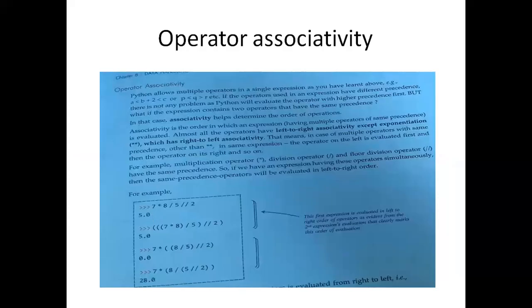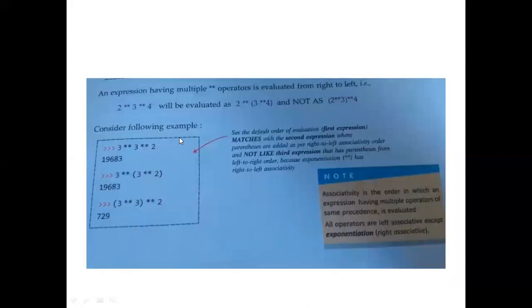Next is operator associativity. Suppose we have to evaluate this expression, then it will be evaluated according to the highest to lowest priority. Here, if a parenthesis is in this expression, the inner parenthesis will be evaluated first, then the outer parenthesis. Likewise, all these statements will be evaluated. Here the exponentiation operator is also used. If the expression is like 2 exponentiation 3 exponentiation 4, it will be evaluated as 2 exponentiation (3 exponentiation 4) and not as the other one. So it will be evaluated from right to left.